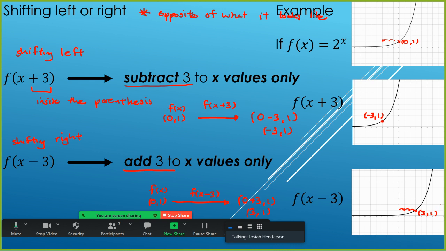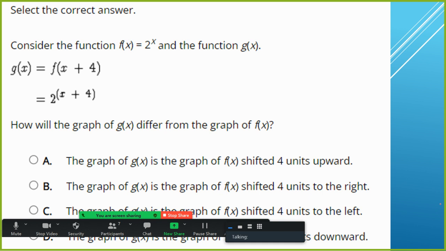Here we go. So from our Edmentum, consider the function f of x equals 2 to the x and the function g of x. So again, I like that they're using our much used parent graph of 2 to the x. And then below we have g of x equals f of x plus 4. So this is a transformation. We know it's a transformation because it looks like f of x, but they're changing it with a plus or a minus inside the parentheses, right?